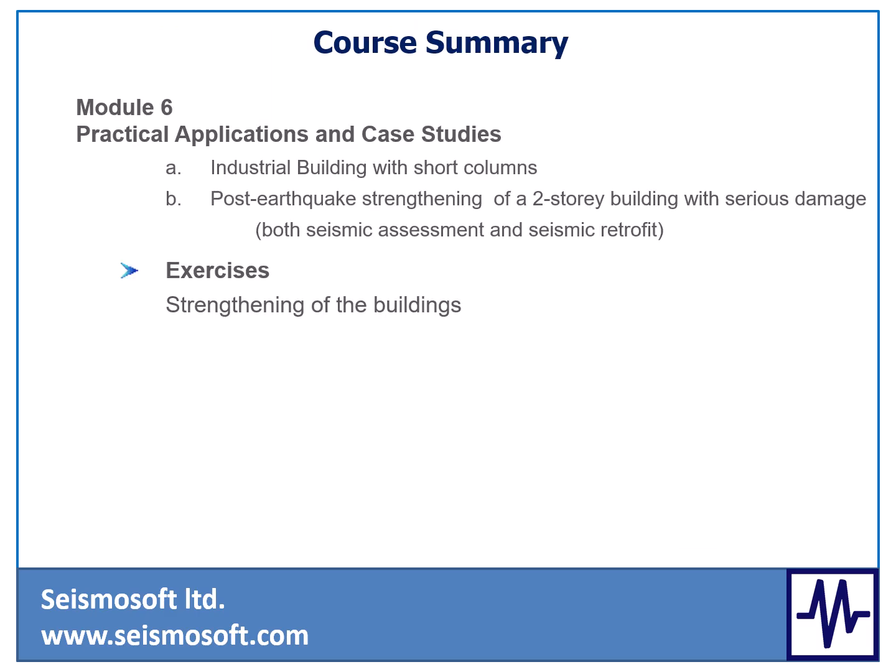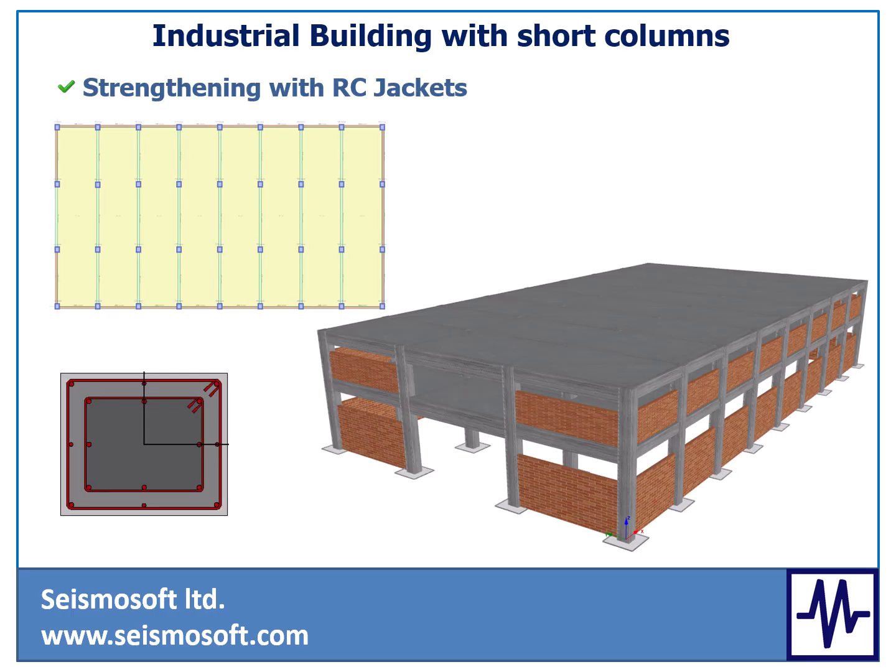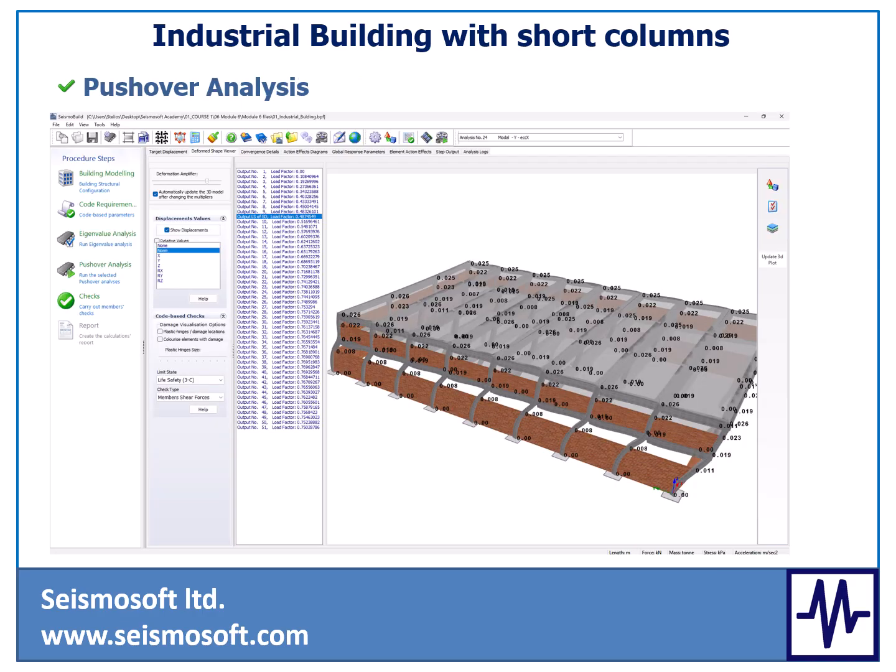Then in Module 6, we will discuss how the code-based procedures for assessment and strengthening can be applied in real projects using SeismoBuild. This will be done through 2 characteristic case studies. Apart from the presentation of the existing buildings and their characteristics, you will be given their SeismoBuild input files and you will try to model their strengthening and carry out the seismic retrofit procedures. The first is an industrial building with short columns. It will be analyzed with different analysis methods and the capacity checks will be performed, and the problematic nature of short columns will be confirmed.